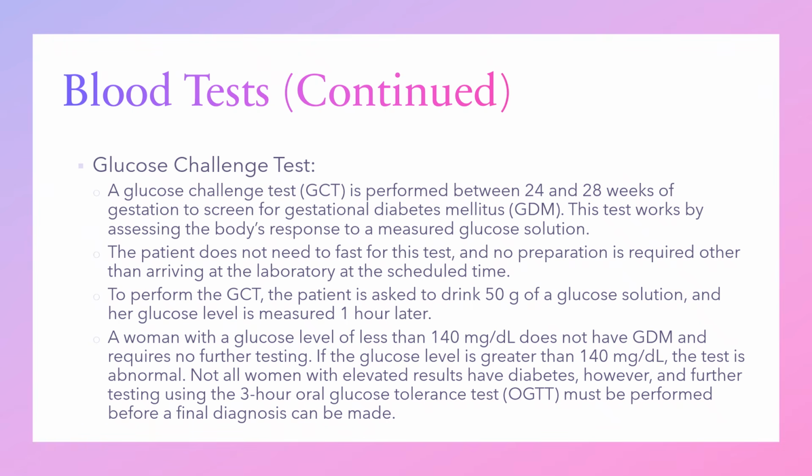To perform this, the patient is asked to drink 50 grams of a glucose solution, and her glucose level is measured 1 hour later. A woman with a glucose level of less than 140 does not have gestational diabetes mellitus, and there's no further testing required. If it's greater than 140, the test is abnormal, and they need to have further testing using the 3-hour glucose tolerance test.